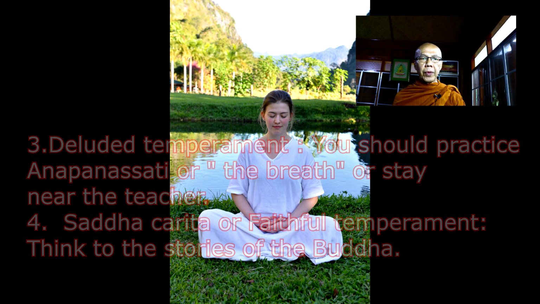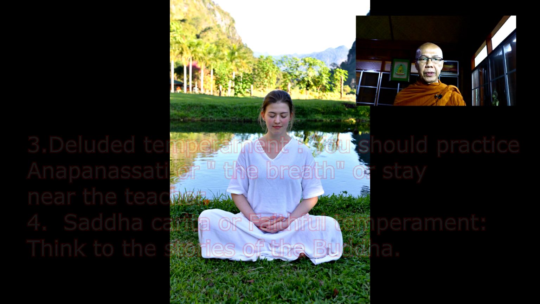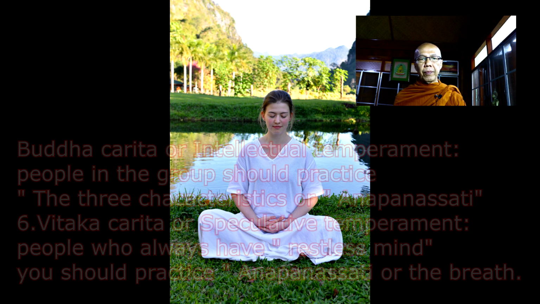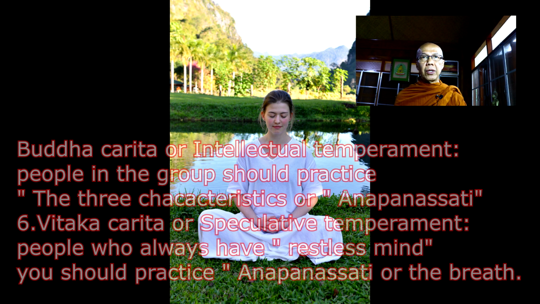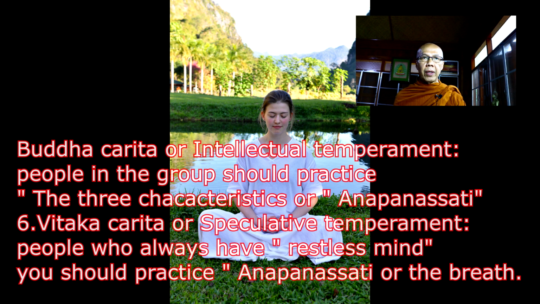The fifth group we call buddhi jarita, or intellectual temperament. People like to think this, think that all the time until they are restless all the time. This group of people should consider the 3 characteristics of everything, or anapanasati. So the breath is an object that you should contemplate.